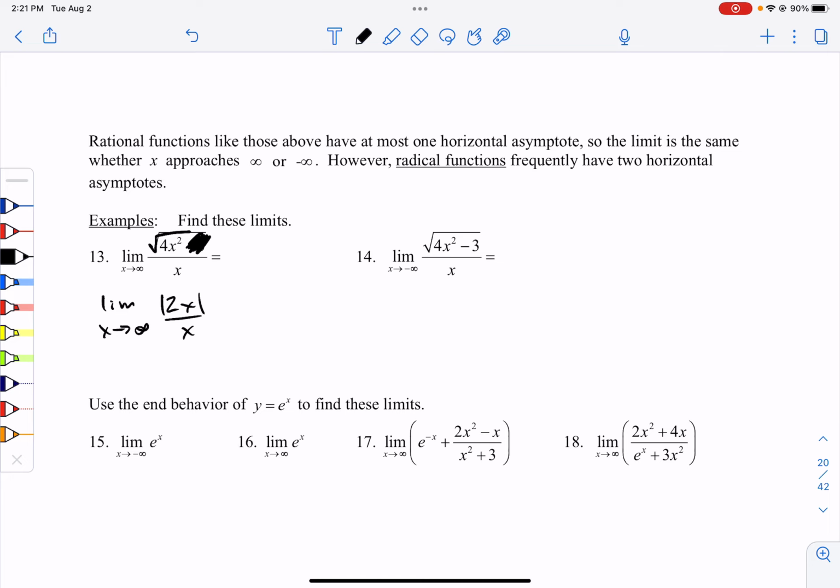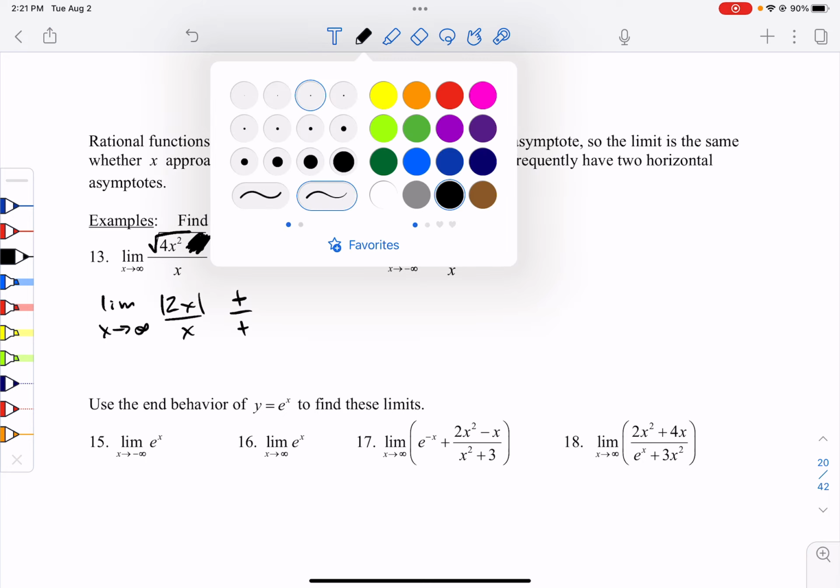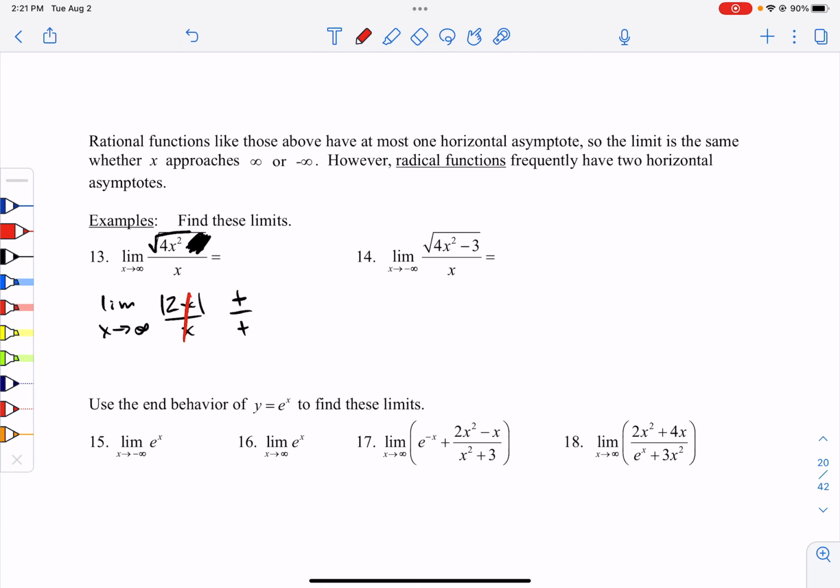As I go to infinity, the top is going to end up being a giant positive number. The bottom is going to end up being a giant positive number. But my degrees are the same, so all I'm really interested in is the 2. So my limit is 2, and it's a positive 2, which is why I check the positives.